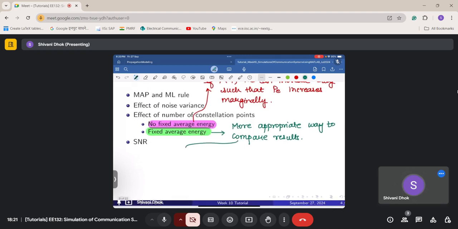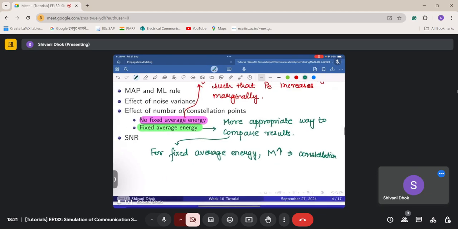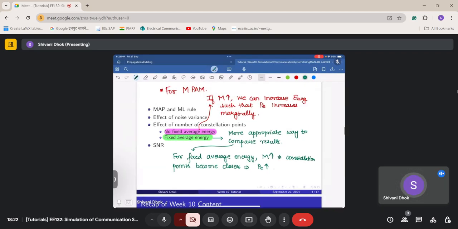And for this, for fixed energy or fixed average energy, if M is increased, then constellation points become closer again, and this increases the probability of error. Okay, so this we have seen through simulations also.